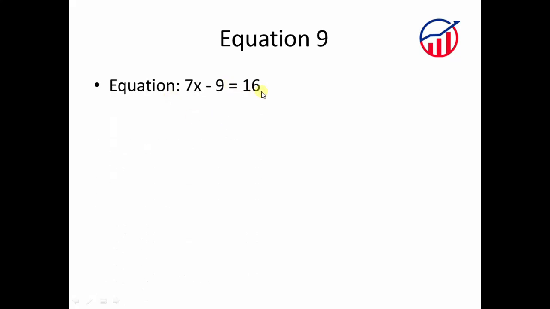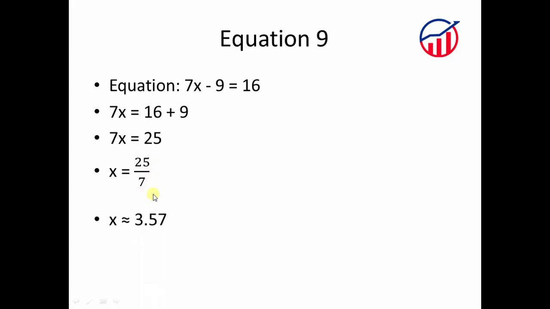7x minus 9 is equals to 16. So what you're going to do, 7x is equals to 16 plus 9. 7x is equals to 25. So x is 25 upon 7. Okay, we have solved it further also. Approximation, this is in decimal. So x is approximately 3.57 over here.